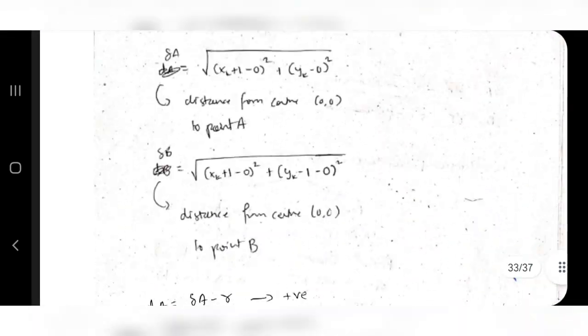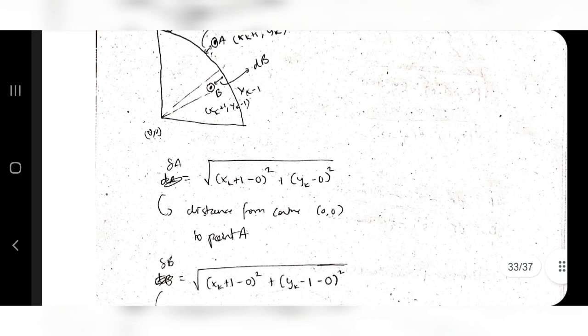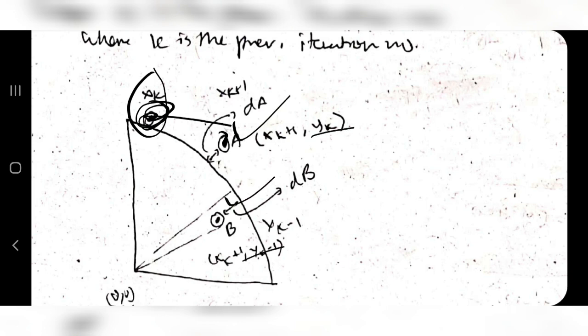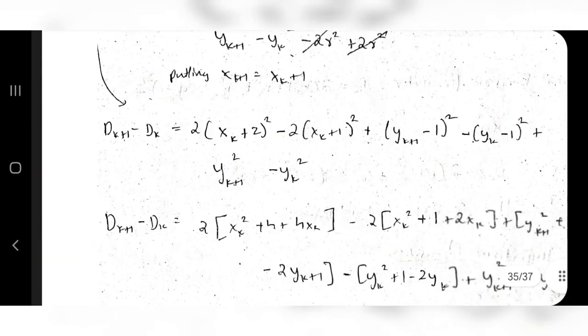What is xk plus 1? xk plus 1 is the next value of x. See here in the graph, this is xk, and the next value of xk is xk plus 1. And what about yk? yk is still in doubt, whether it's yk only or yk minus 1. That will depend on whether dk is less than 0 or greater than 0. So let's see the two cases for yk.